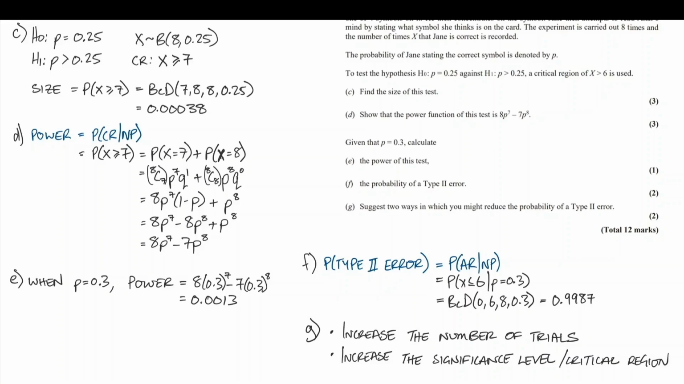The question could have been phrased as how can we increase the power, because reducing the type 2 is increasing the power. And these two would be valid reasons for that as well.